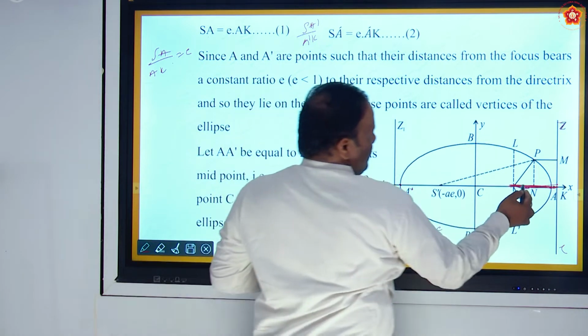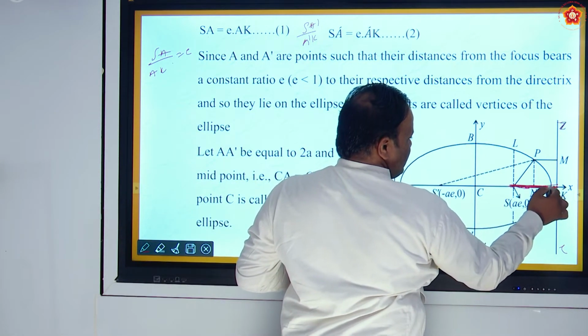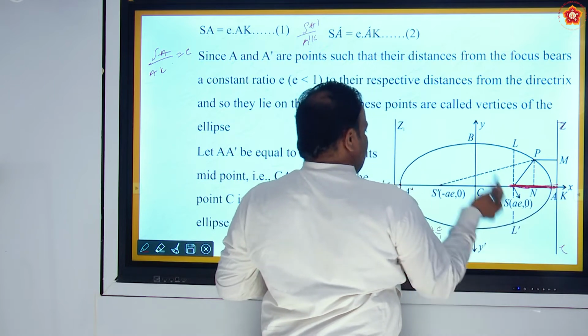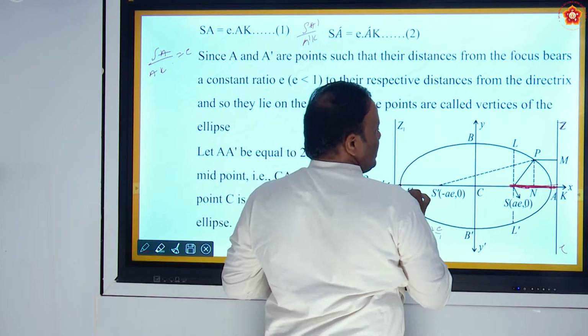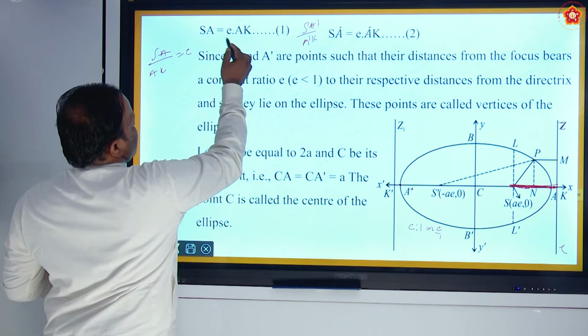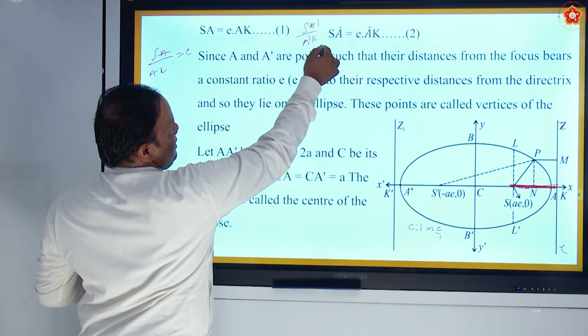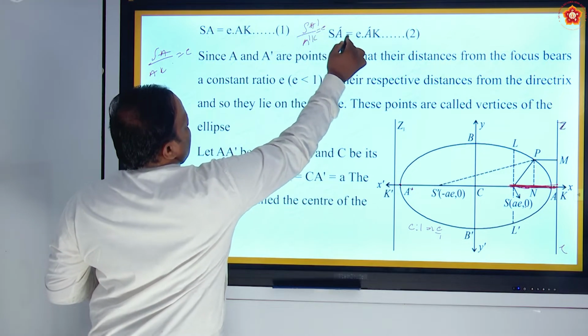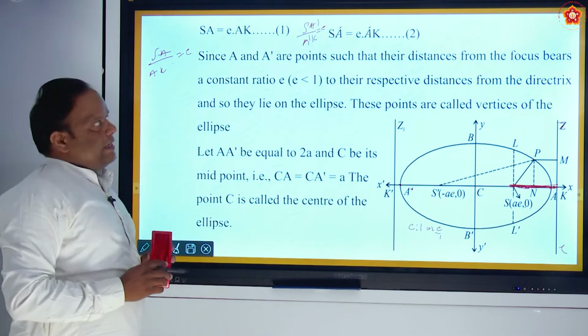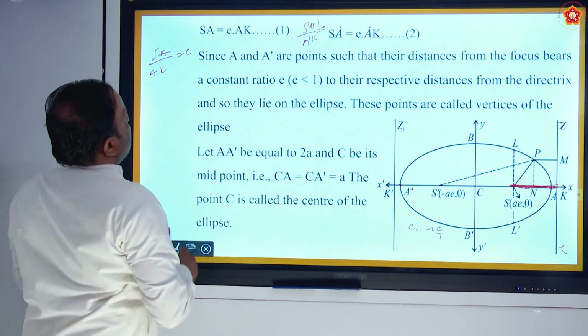This means S divides AA dash, A internally and A dash externally, in the ratio E is to 1. That is, SA by AK is E, so SA equals EAK, and SA dash by A dash K equals E. So SA dash is equal to E times A dash K, equation number 2.